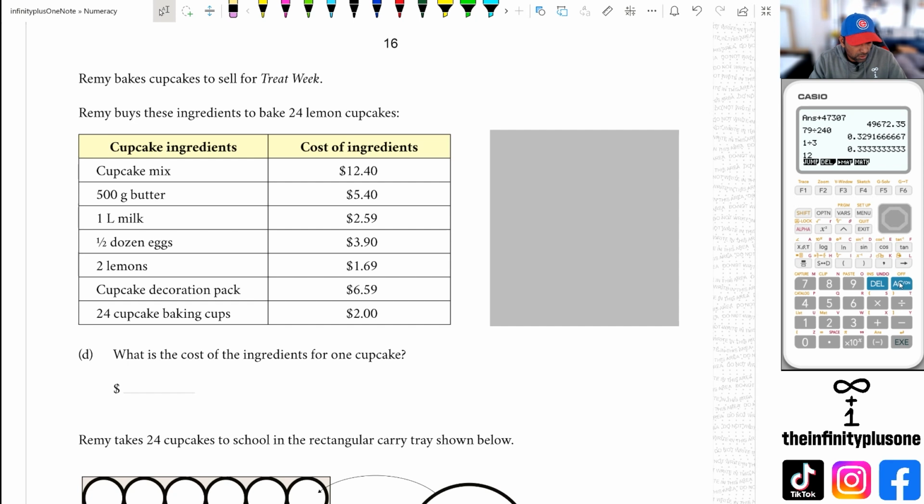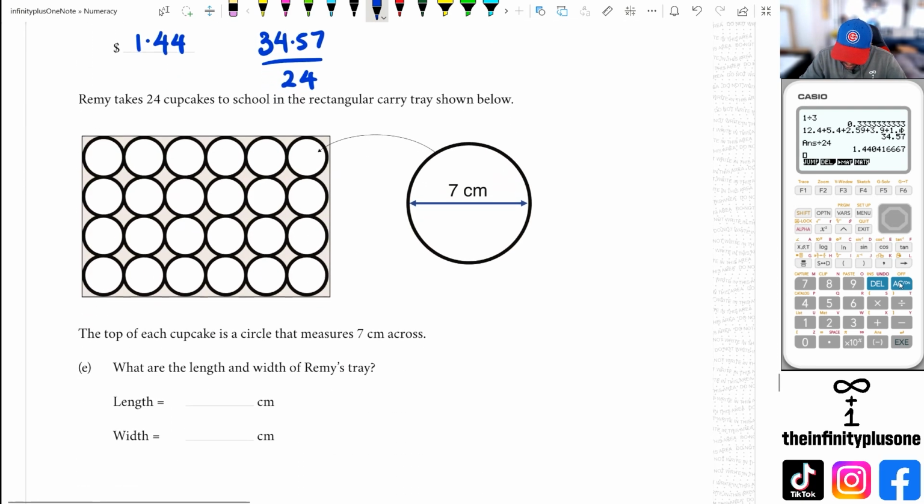So we've got $12.40 plus $5.40 plus $2.59, $3.90 plus $1.69, $6.59 plus 2, that's going to give me $34.57. $34.57 divided by 24 cupcakes. So I should be charging $1.44 for each of these. What's the cost of ingredients? Yeah, so actually no, the cost of ingredients for one cupcake is going to be $1.44. All right, let's have a look at the next question.